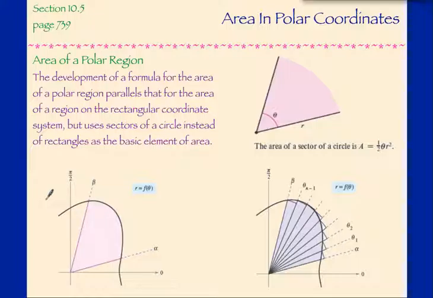It's actually entitled area and arc length in polar coordinates, but we have a truncated title because I found out that arc length in polar coordinates is not an AP topic. Area in polar coordinates is. So we're going to do this part of section 10.5, but we won't be discussing arc length.